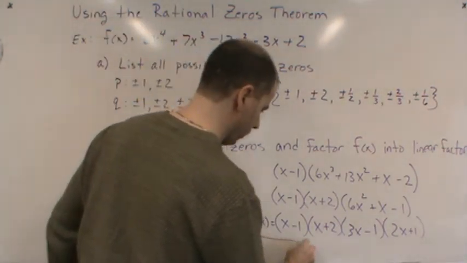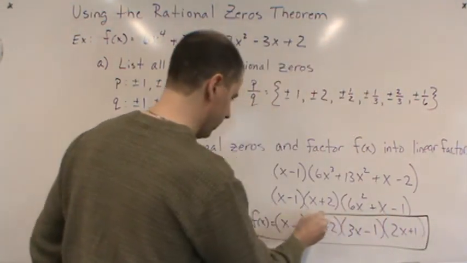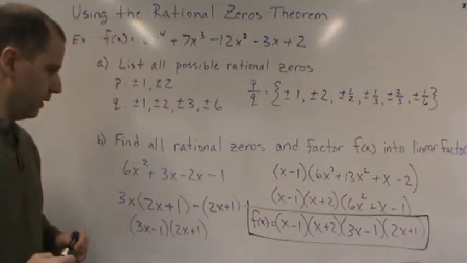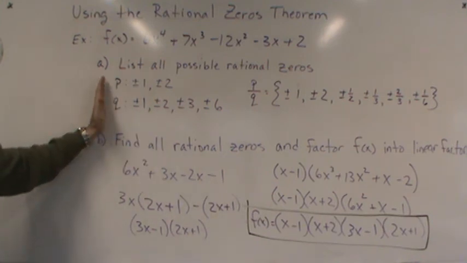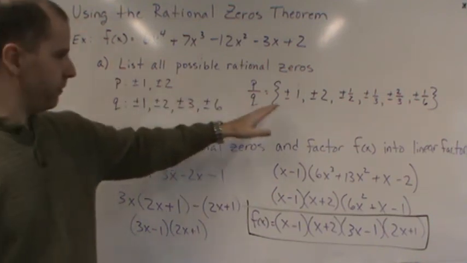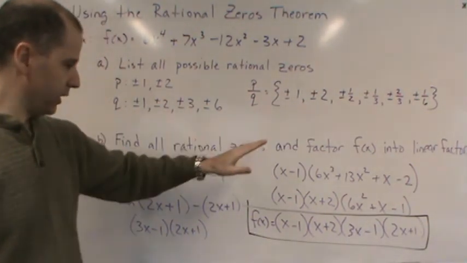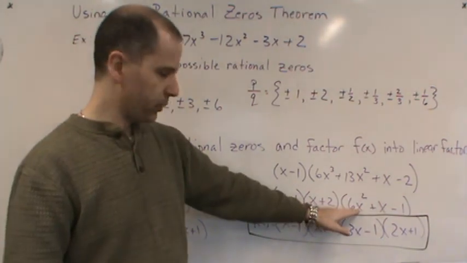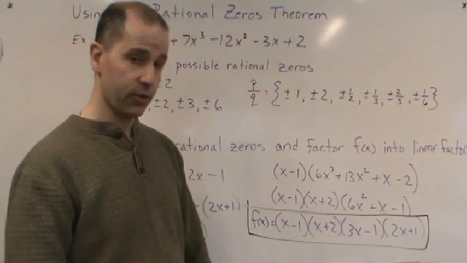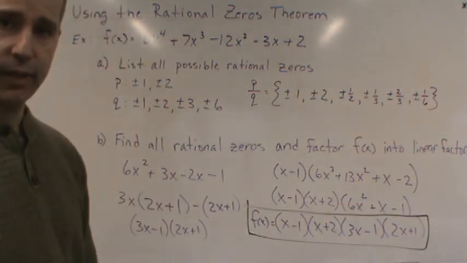So that's it. That's how we can use the rational zeros theorem to find rational zeros that we can try using synthetic division. And then once we get it down to a quadratic, then we've got other tools in our toolbox and we can use those.